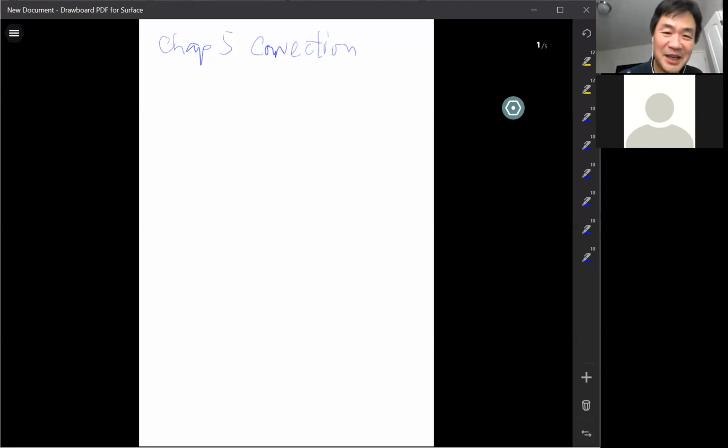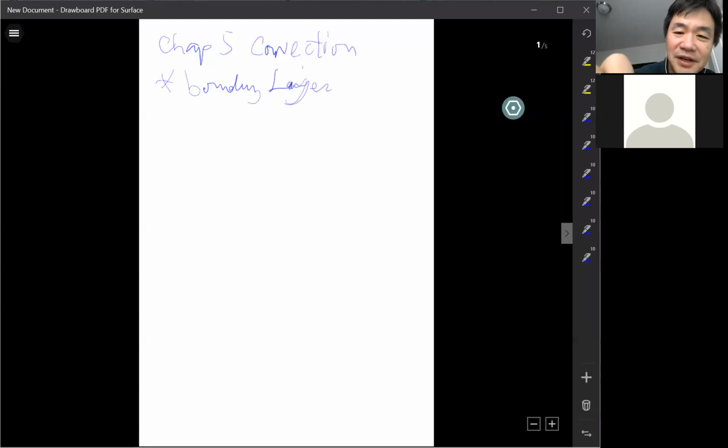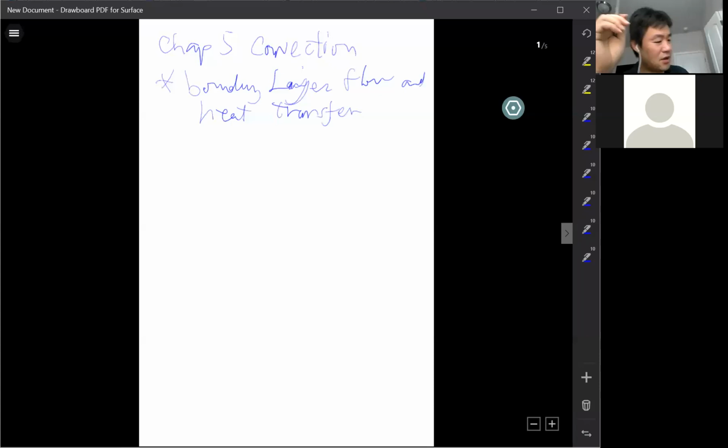So the first type is the flat surface, boundary layer flow and heat transfer. I'm not exactly following the order of the textbook. I pick some topics I feel are important for you to know.